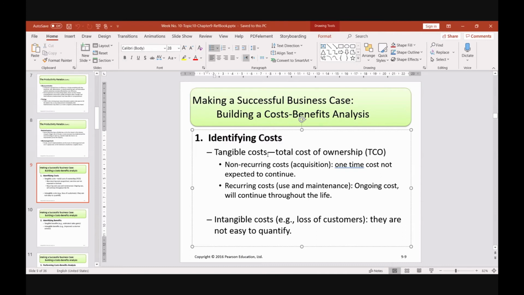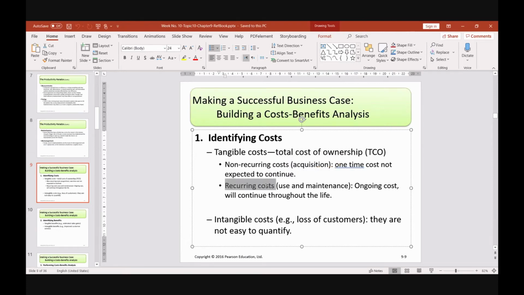Tangible cost, total cost of ownership. There are two types of costs, non-recurring and recurring. Non-recurring cost means acquisition, that you pay one time. Okay, I will pay $20,000 and give me this car. This is a one-time payment. I will pay $50,000, give me this software. So this is a non-recurring acquisition cost, a one-time cost, not expected to continue. Your order will be completed there.